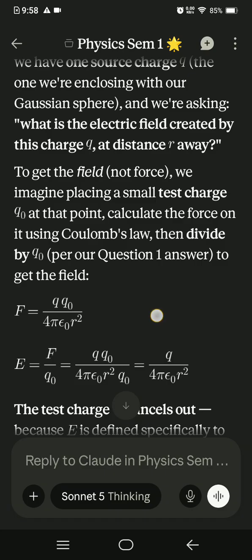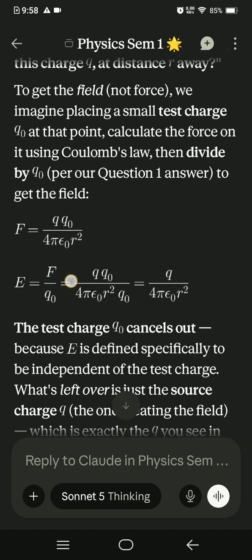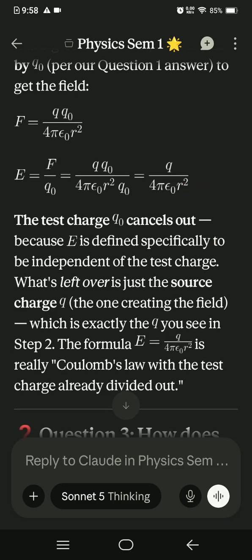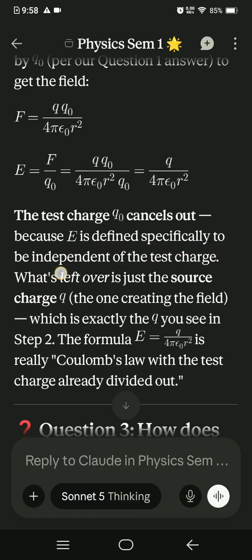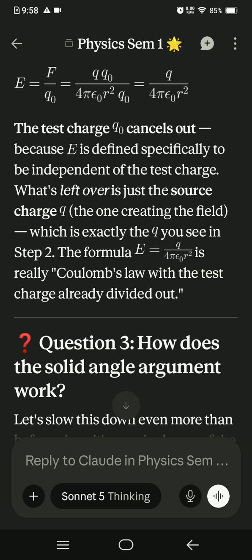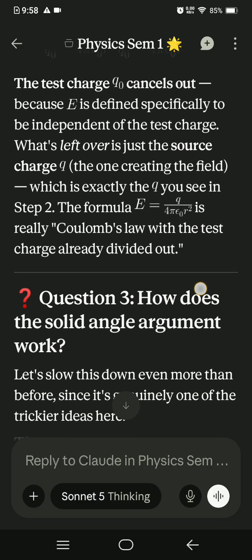Anyway, so we have q, and on the sphere's surface, I guess we are placing q naught. So this is going to be the total force. Now electric field is force upon q naught. So electric field is going to turn out to become this. Okay, now it's super clear. The test charge q naught cancels out because E is defined specifically to be independent of the test charge. What's left over is just the source charge q, which is exactly the q you see in the step 2 formula.